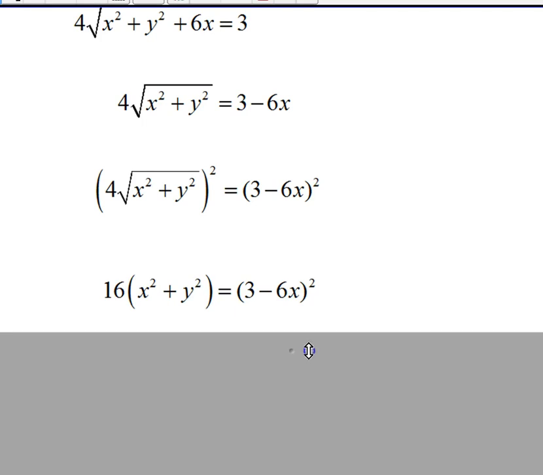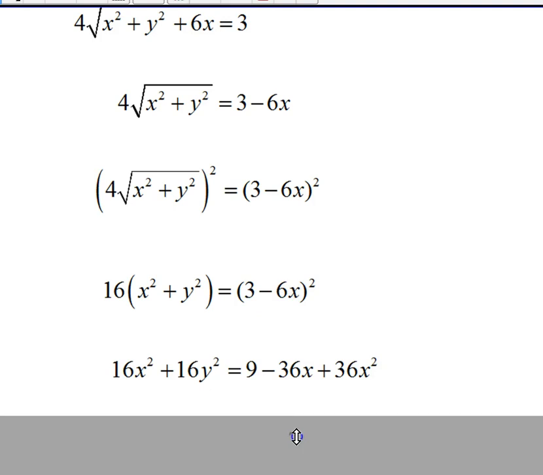So this gives me 16 times the quantity x squared plus y squared, because when you square a square root, you just get what's inside. Now I'm going to distribute the 16 and multiply out the binomial here. So this gives me 16x squared plus 16y squared. This is going to be 3 squared minus 2 times 3 times 6x. 3 times 6x is negative 18x, so double that would be negative 36x. Because remember, this is 3 minus 6x times 3 minus 6x. And then this would give me 36x squared.